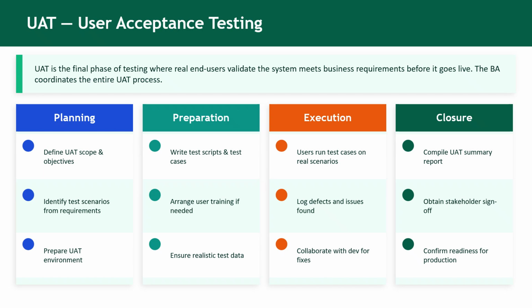Finally, we have closure. Once all issues are resolved, the BA prepares a UAT summary report and obtains sign-off from stakeholders. This sign-off confirms that the system is ready for production. So UAT is a very critical phase where business approval is given.